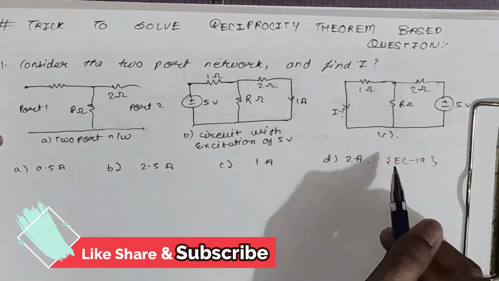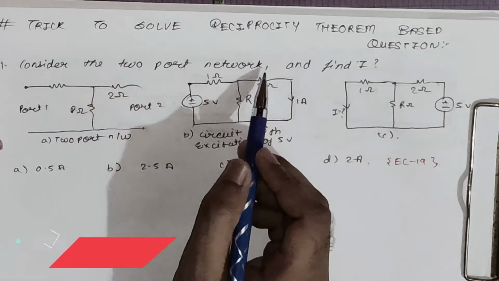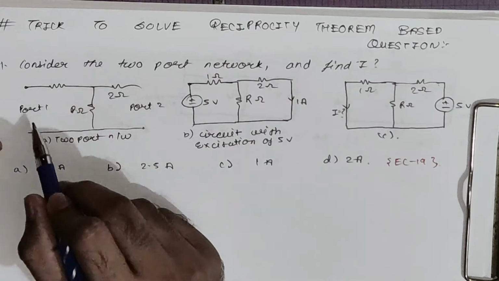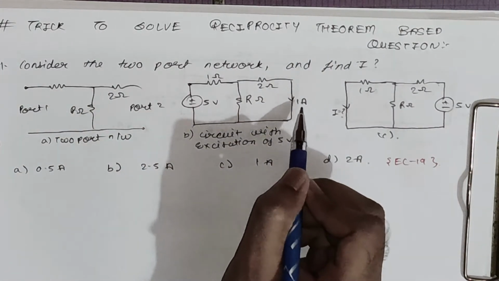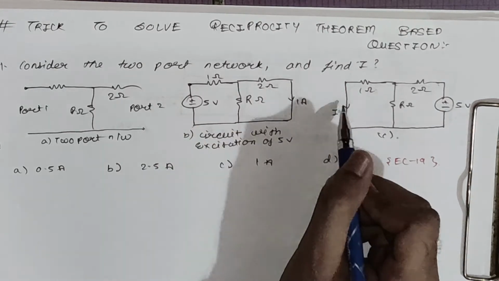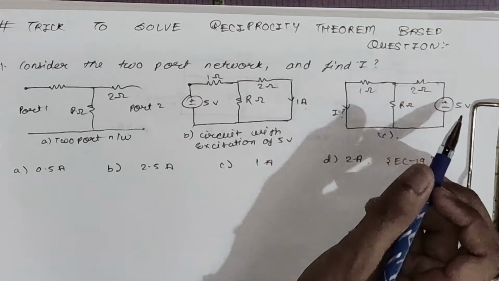So the first sum is from EC 2019. Consider a two-port network and find I. You can see this is our two-port network. When 5 volt was applied, the excitation at the output was 1 ampere, and we have to find out this current when at the output we will get 5 volt.